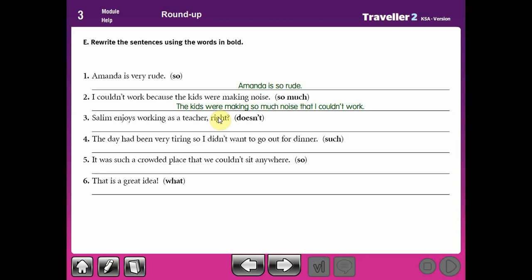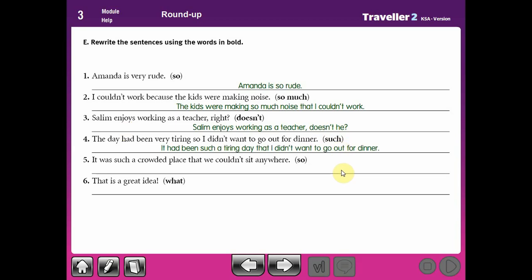So they don't say don't you, doesn't he, isn't he, hadn't we? No, they don't use that type of question tag, but the British use that type of question tag. We studied that: isn't he, aren't they, don't you, are you, and so on, right? So we will replace right here with doesn't. So we say Salim enjoys working as a teacher. So doesn't Salim? No, doesn't he? Very good. So Salim enjoys working as a teacher, doesn't he?